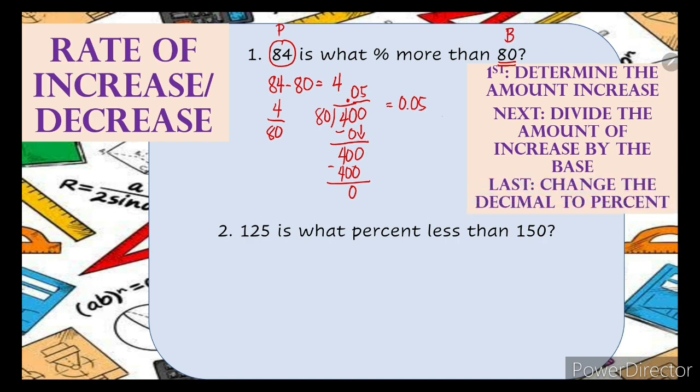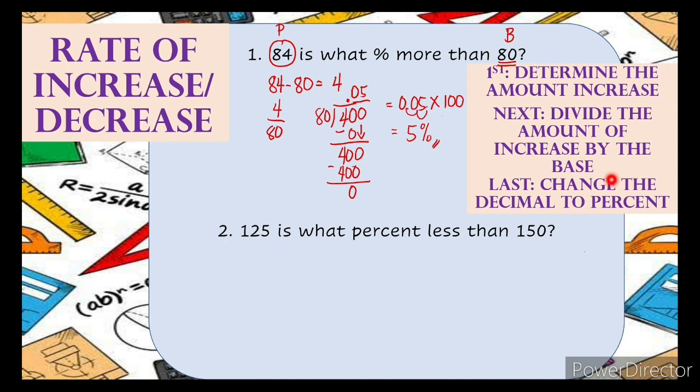Last step, change the decimal to percent. Diba? Pag mag-change tayo ng decimal sa percent, we will multiply it kay 100. So, since 100 siya, tas decimal point, we will move 2 decimal places, 1, 2. So, our answer is 5%. So, 84 is 5% more than 80.